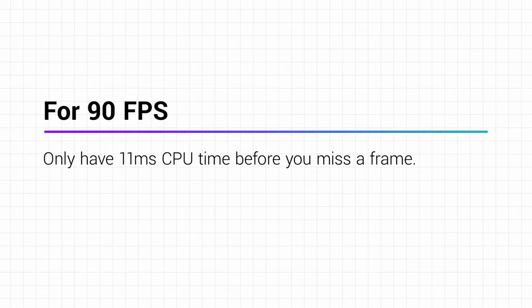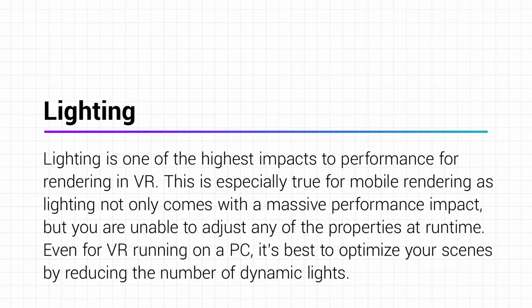Something to keep note of is at 90 FPS, you only have 11 milliseconds of CPU time before you miss a frame. Now let's talk about lighting. Lighting is one of the highest impacts to performance for rendering in VR. This is especially true for mobile rendering, as lighting not only comes with a massive performance impact, but you are unable to adjust any of the properties at runtime. Even for VR running on a PC, it's best to optimize your scene by reducing the number of dynamic lights.